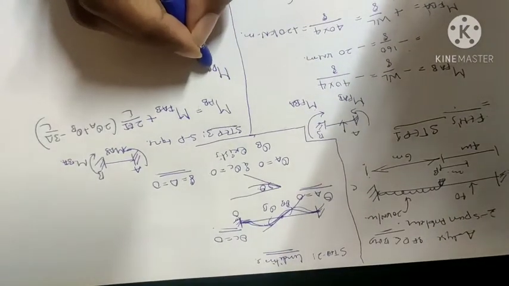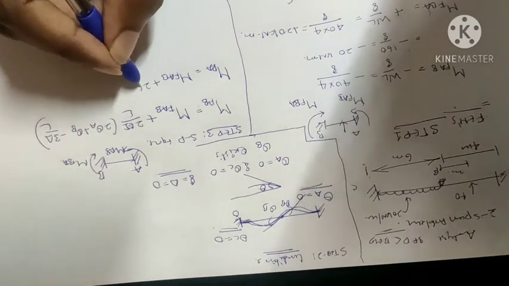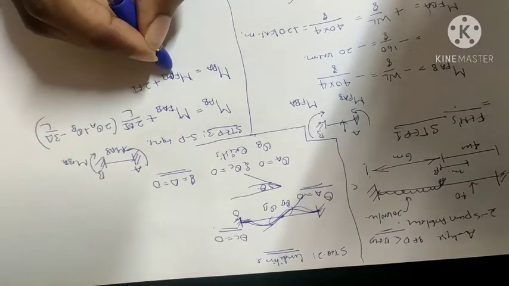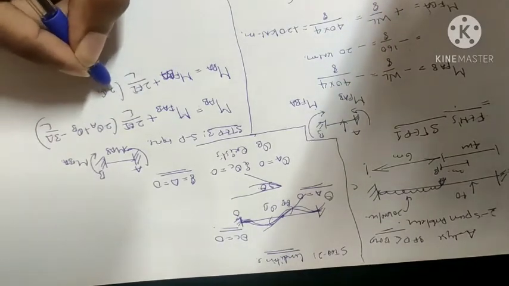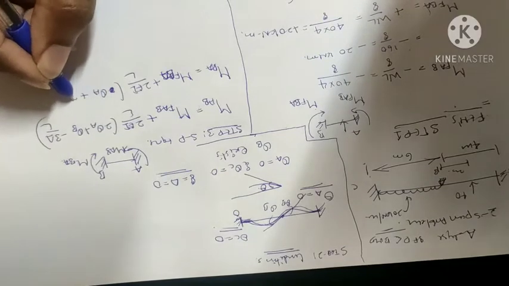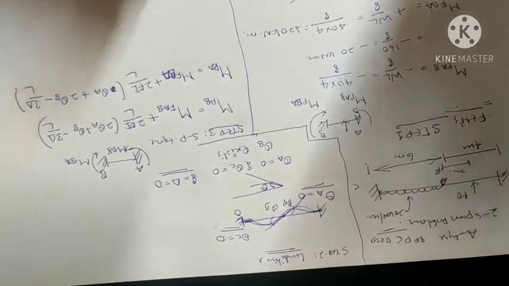So for MBA it is MFBA plus 2EI divided by length into 2 theta B plus theta A minus 3 delta by length.